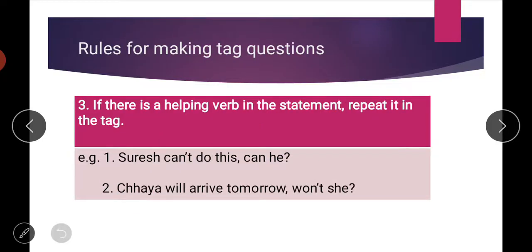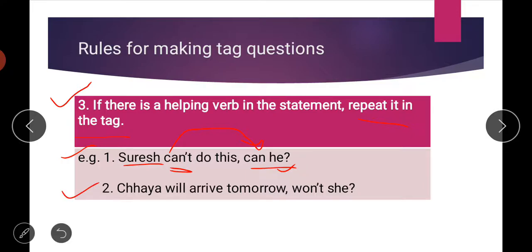Then the third rule is that if there is a helping verb in the statement, repeat it in the tag. If there are modals like can, could, may, might, will, would, you can use that helping verb in the tag. Like, Suresh can't do this, can he? Can't means cannot, so the statement is negative, so we have to form a positive tag. We simply use this helping verb, and then a word according to the starting word, Suresh, who is the name of a boy or man, so we have used the word he. So like this you can form the tag.